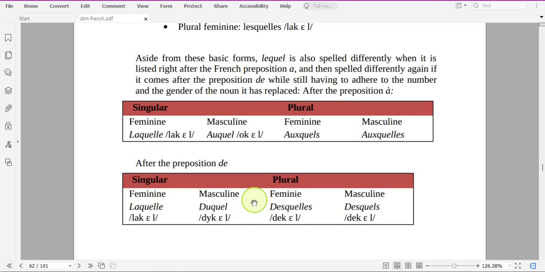Now, the table below shows what has been illustrated here about laquelle. It's feminine. Laquelle means of which. This is the feminine form. Auquel is masculine. It means to which. Please, they made a mistake here. This is supposed to be for masculine, and auquel here is supposed to be feminine. Okay.